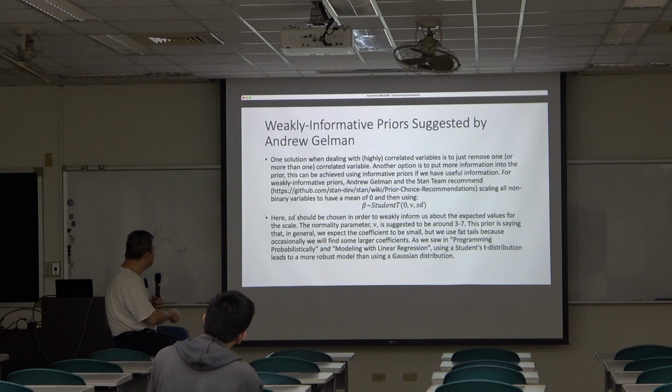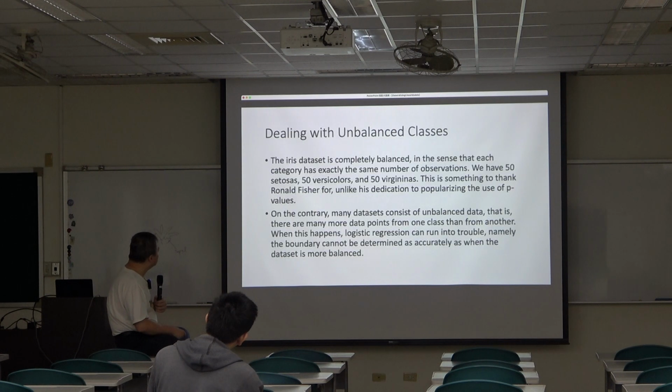So this prior is saying that in general we expect the coefficients to be small, but we use fat tails in case there are occasional outliers. That's what we meant. As we saw in the previous chapters, using a Student's t distribution leads to a more robust model than using a Gaussian distribution.